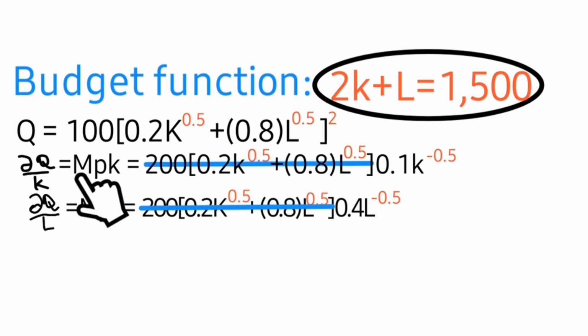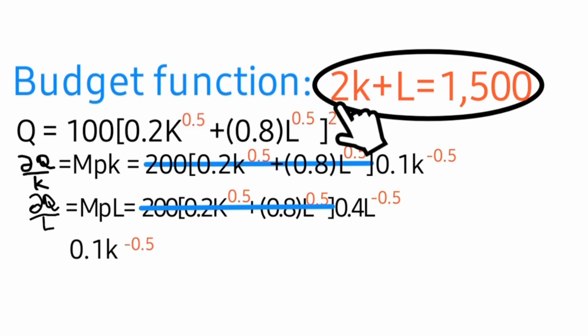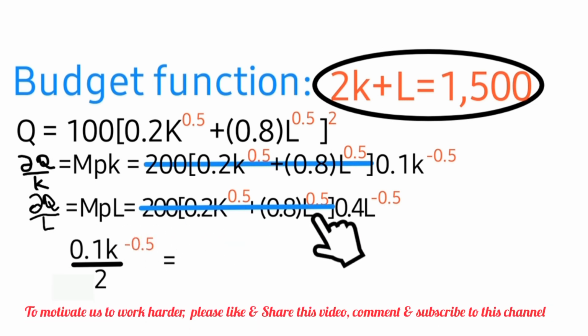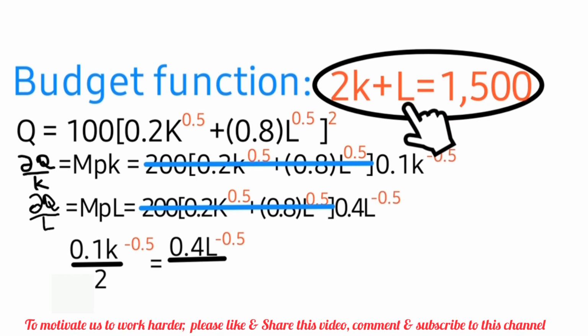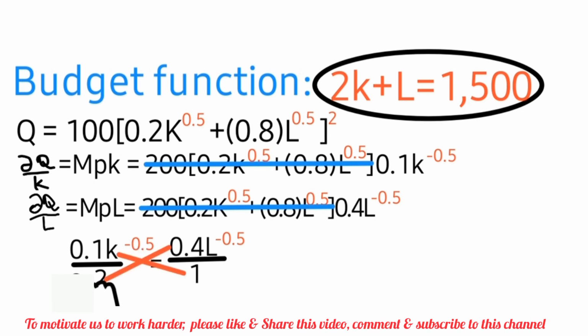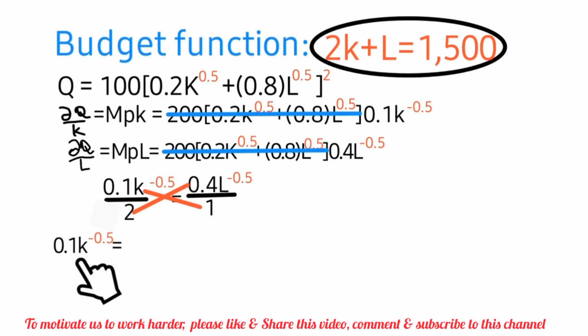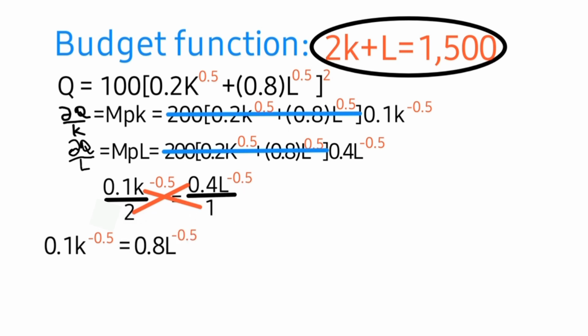When this happens, for MPK we are left with 0.1K raised to the power of minus 0.5. Going back to the budget function given, the coefficient of K is 2, so we divide this by 2. Equating this with the MPL value, when this cancelled out for MPL, we divide by the coefficient of L in our budget function. The coefficient of L here is 1. Next step is to cross multiply. 0.1K raised to the power of minus 0.5 times 1 gives this value, equal to 0.4L raised to the power of minus 0.5 times 2 gives this value here.